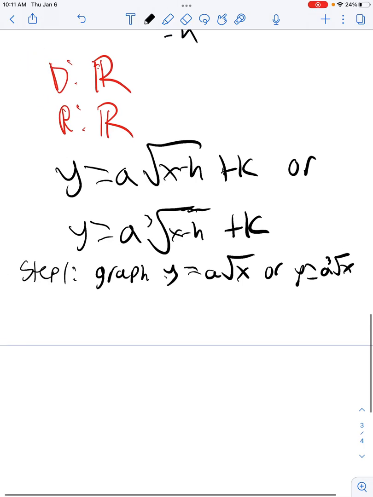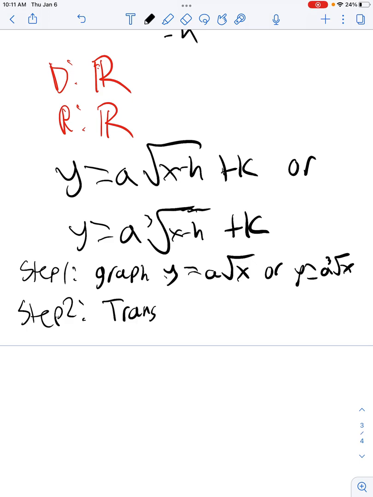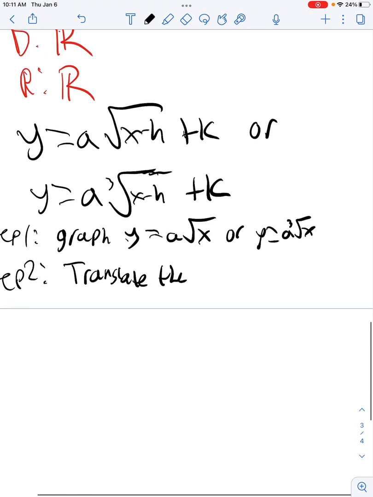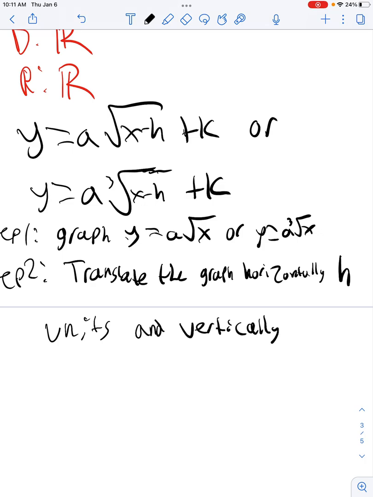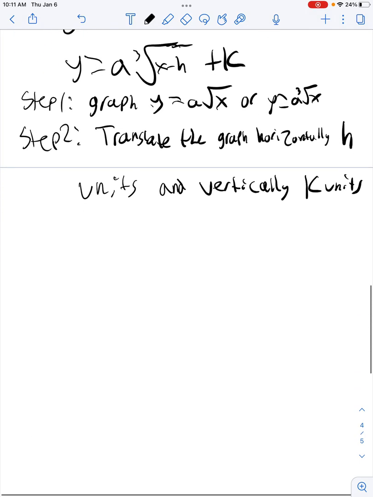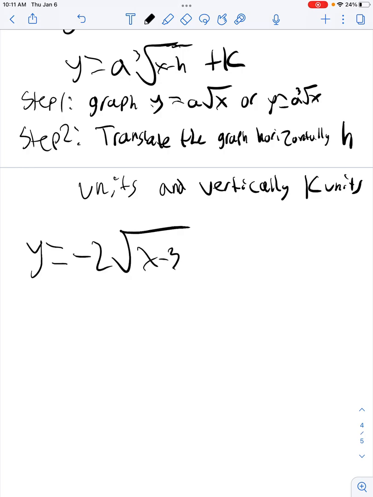And then step 2, you're going to apply the horizontal translation. So translate the graph horizontally h units, and vertically k units. So for an example, okay, let's take the function y equals negative 2 square root of x minus 3, plus 2.